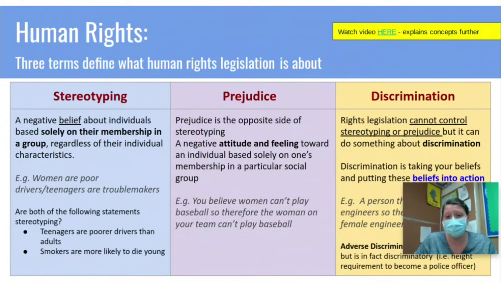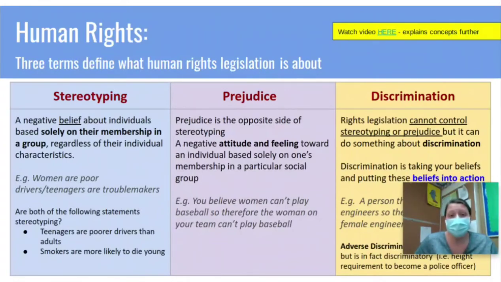So before we can jump into the actual human rights law, we need to make sure that we understand three very important terms that are used very often in human rights. Unfortunately, in everyday language, a lot of people use these terms often incorrectly or often interchangeably. So I want to start by making sure that everybody is fully understanding what exactly these are.